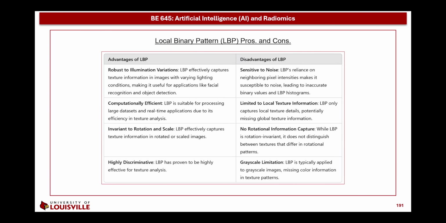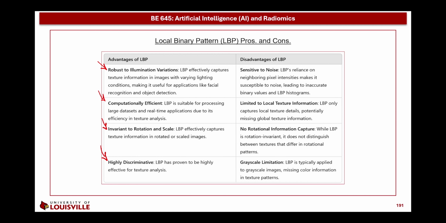LBP has different pros and cons. Some of the advantages of LBP: it's robust to illumination variation, as it captures the texture information in the image with varying lighting conditions. It's suitable for large datasets and real-time applications. It's invariant to rotation and scale, and it's highly discriminative.